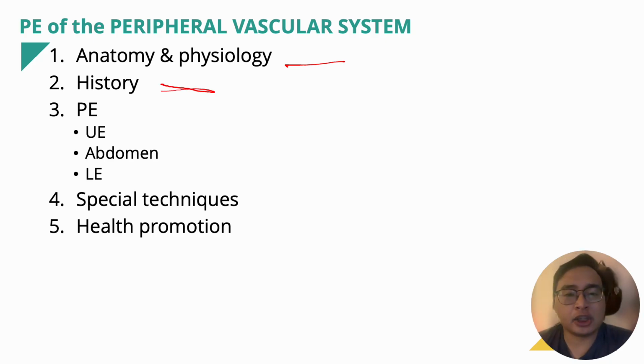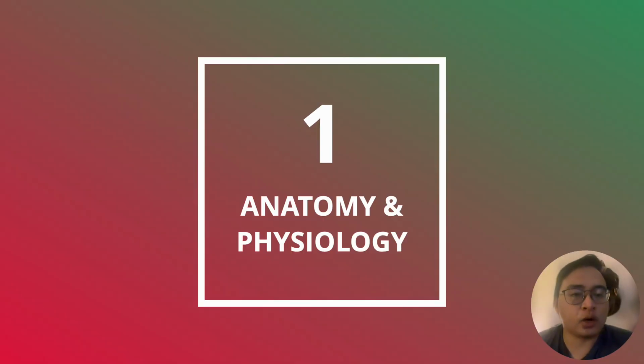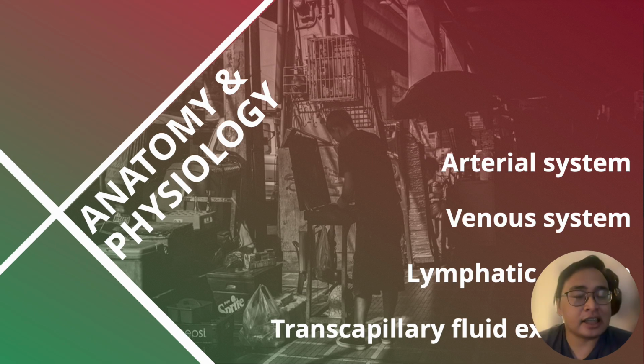In the physical examination, I have divided them between the upper extremities, the lower extremities, as well as the abdomen. There are also some special techniques that you need to learn. And lastly, I have some notes about health promotion. Okay, starting now with the anatomy and physiology. So, I have divided the anatomy and physiology into these three parts: arterial, venous, and lymphatics. And I also have some notes about transcapillary fluid exchange, which is the physiology part here.